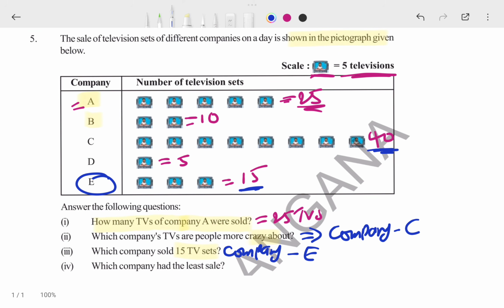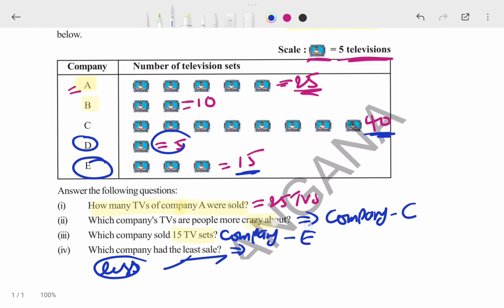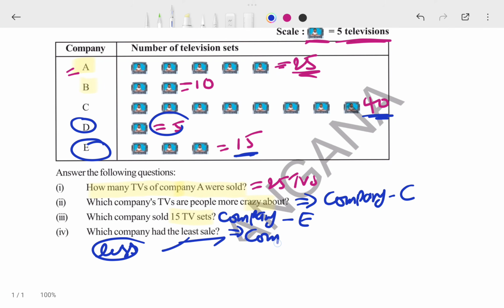Okay, which company had the least sale? What do I mean by least? Least means less. Which company sold a very small number of TVs? Option D, D company. Why? Because D company sold only 5 TVs. So here we have to write option D, company D. Okay, is it clear or not? Is it clear? Okay, right.